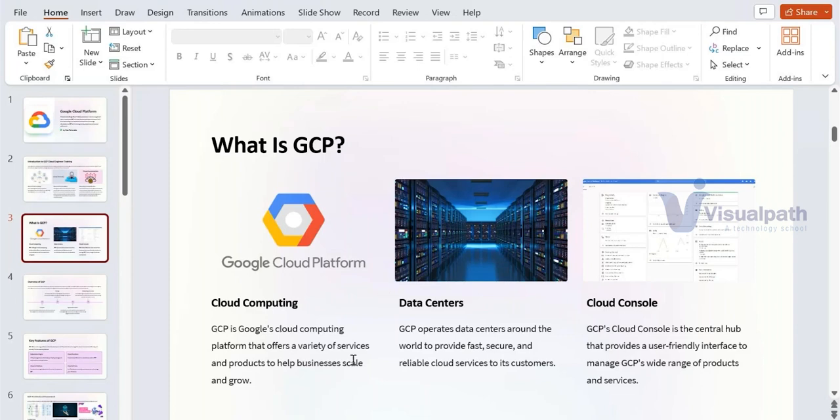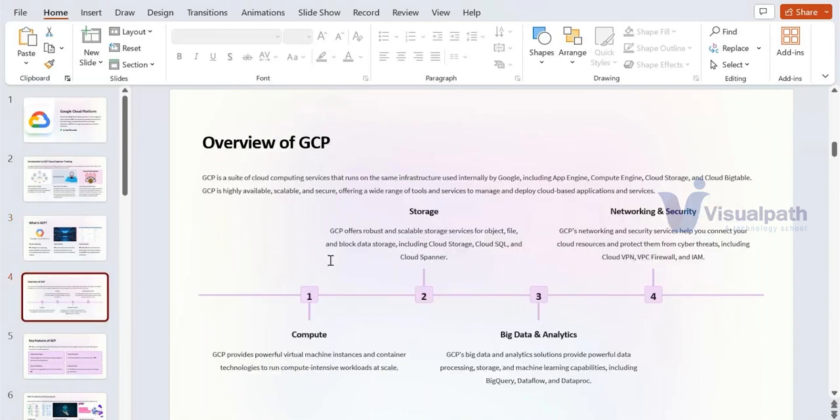Right, the other aspect is hosting in the data centers. Again, the data centers will be maintained by GCP, and to interact with the GCP cloud, you'll have a very interactive cloud console, right? So moving on, a bit of an overview of the aspects that GCP covers.